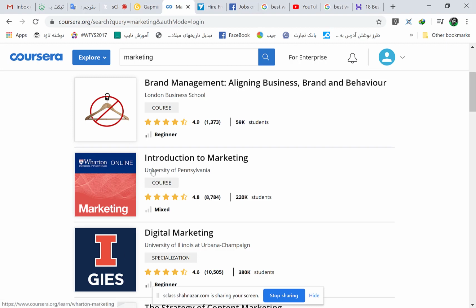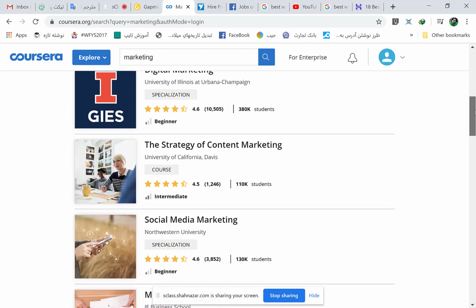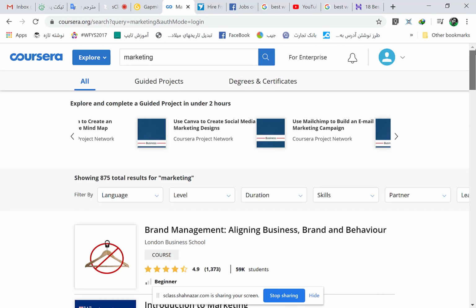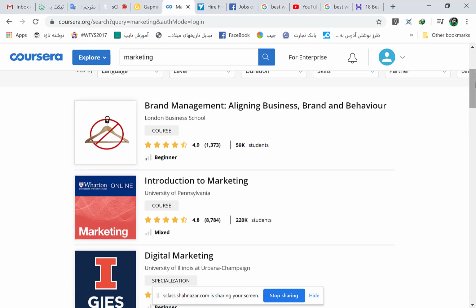For example, University of Pennsylvania, and here University of Illinois, and also London Business School. And you can see the best universities and colleges around the world, and you can use these courses free. If you want to have some certification, yes, you need to pay money, but at the most of the time you don't need the certification.